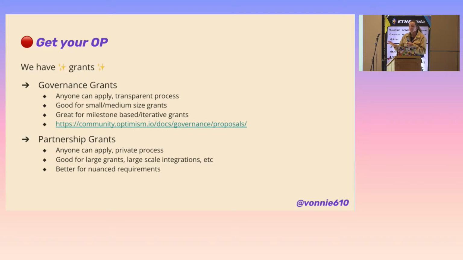It's good for small to medium-sized grants. You can get a larger grant, but then you're really going to have to justify it. Very good if you've got milestone-based grants and you want to iterate on your grant. Again, in the docs is the whole process that you can go check out. We also have a partnership grant where you can get OP, but that's a private process, so you can apply, but it's not going to be publicly listed. You're not going to be able to look at previous proposals for inspiration or anything like that.